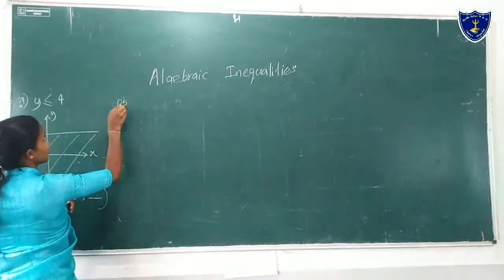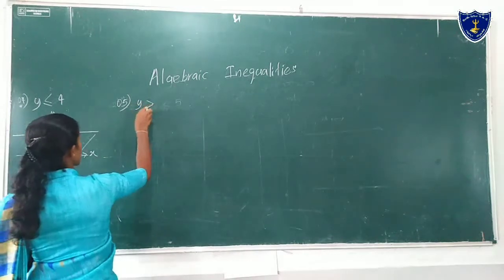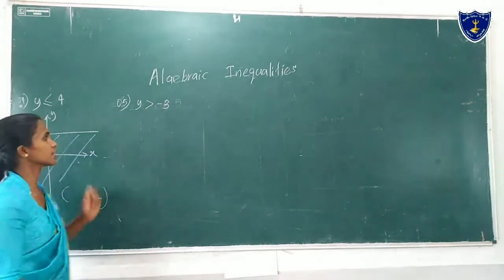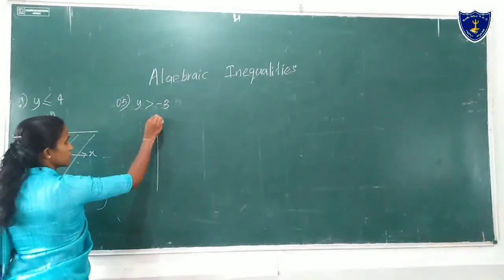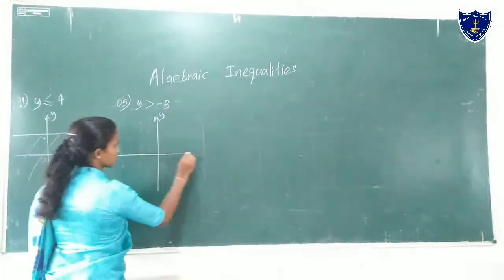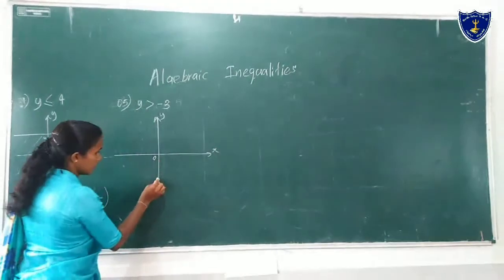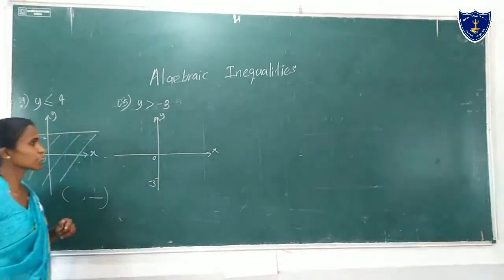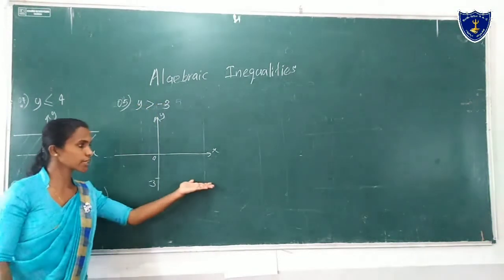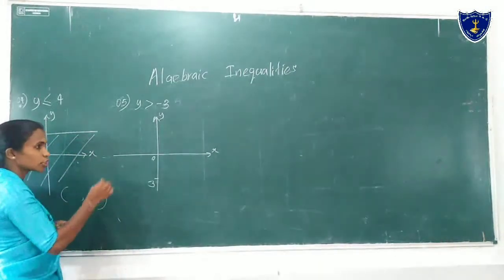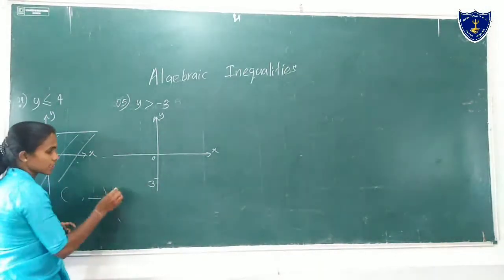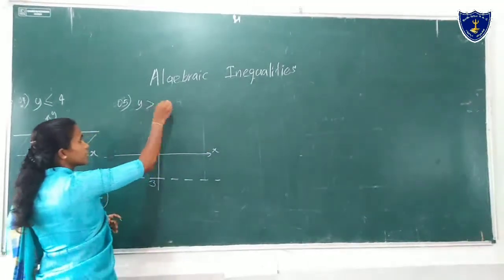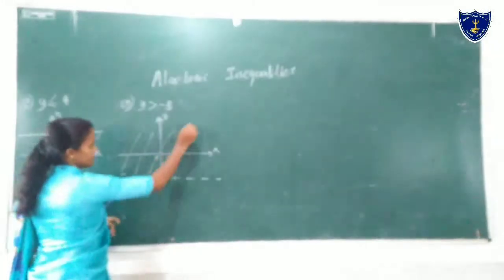Example number 5. y greater than negative 3. y is not equal to negative 3, so you can't draw a straight line segment. It should be a dotted line which is parallel to the x-axis. And y greater than, greater than.